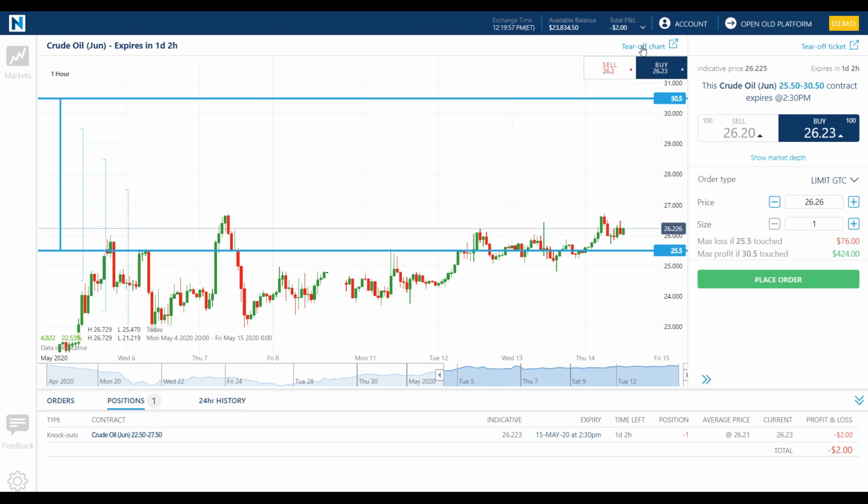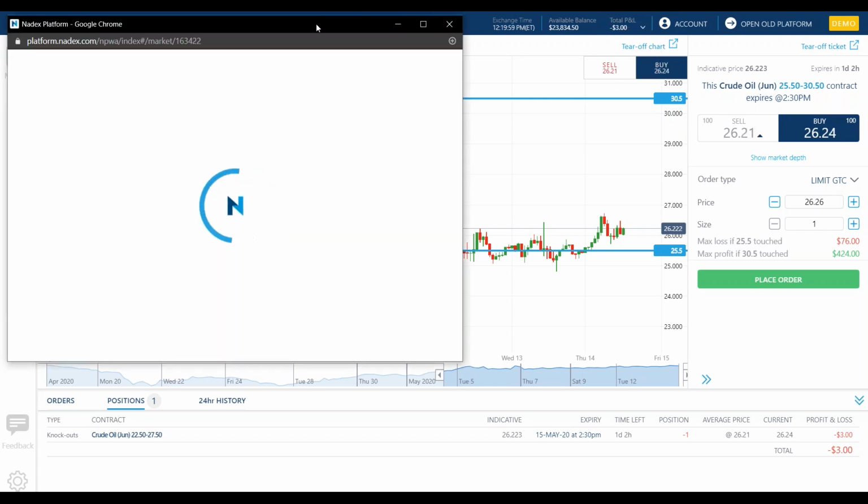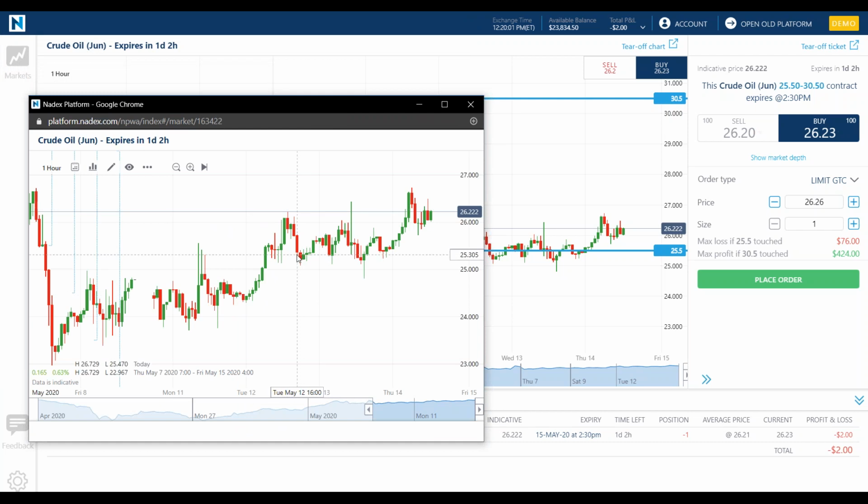Something on the charts that I would really like to share: we do have tear-off charts finally. So when I click tear-off, you will see a chart here, and I can tear off multiple charts. If I had multiple screens, because screen real estate is at a premium and I'm on one screen right now, I could potentially have multiple.